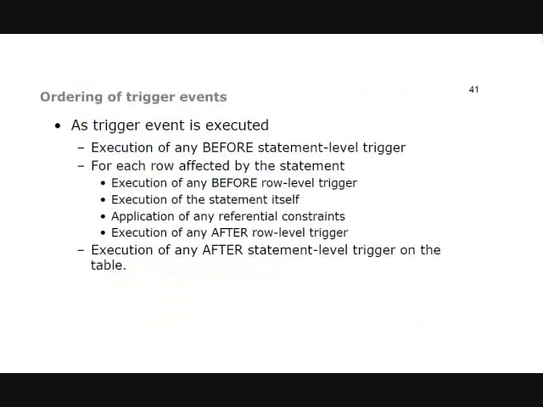So the ordering of trigger events is going to be like this. When a trigger event is executed, any before statement triggers are executed first, then for each row that is affected, we execute any before row level triggers, then we execute the statement, then we do any referential integrity constraints, then we execute any after row level triggers, and then finally we execute any after statement triggers. So that is the order in which events will happen.